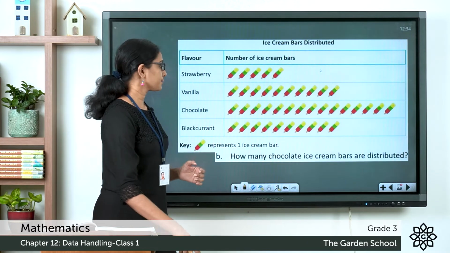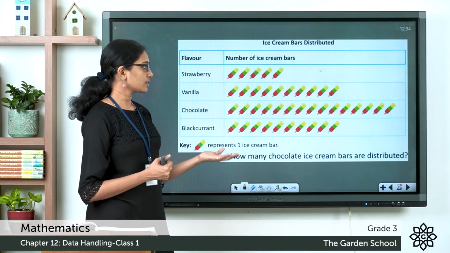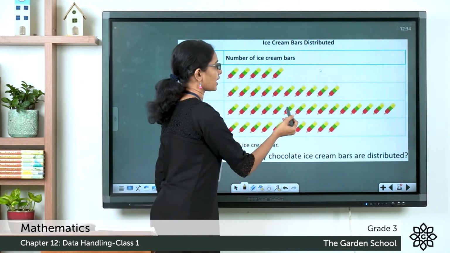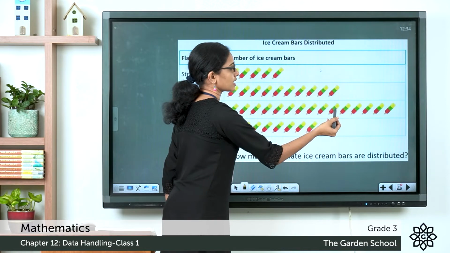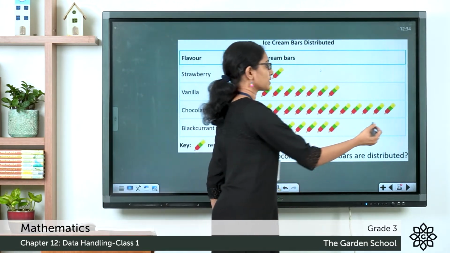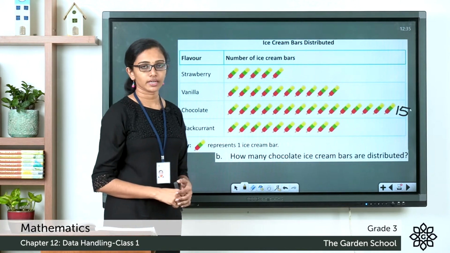Now the second one: how many chocolate ice cream bars are distributed? We have already done the counting. 1, 2, 3, up to 15. So how many chocolate ice cream bars were distributed? 15 chocolate ice cream bars were distributed among the children.